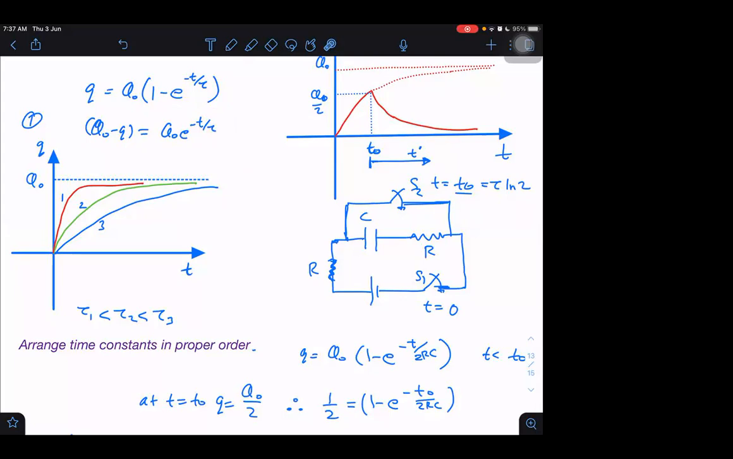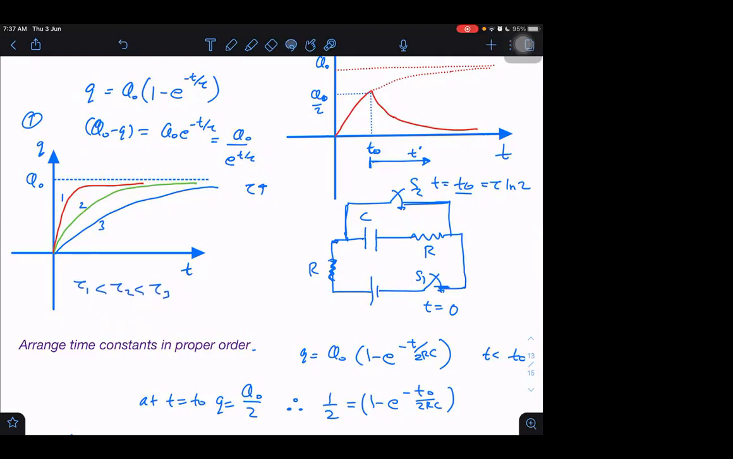What if time is large? Then this number will be large, but e raised to power minus t by tau is actually 1 upon e raised to power t by tau. So if tau increases, then t by tau decreases, and if this expression decreases, then the gap increases. It means it is not able to attain the final value. The difference between the final value and the charge at any time will be larger if the time constant is more. You can remember this.